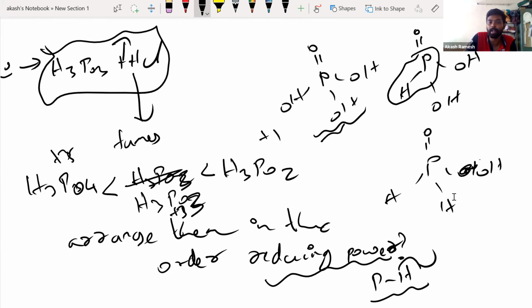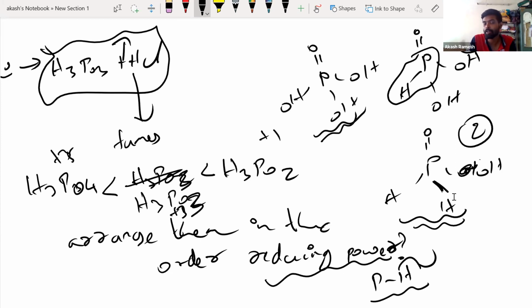So H3PO4 has no PH bond. This has one PH bond. This has two PH bonds. So the more the number of PH bonds, the more the reducing power. This is how you must speak. Obviously acid strength, what you told, everything is there. But how do you connect acid strength to reducing power? There is no such connection. The connection is between this P and H bond. That is what you have to tell.